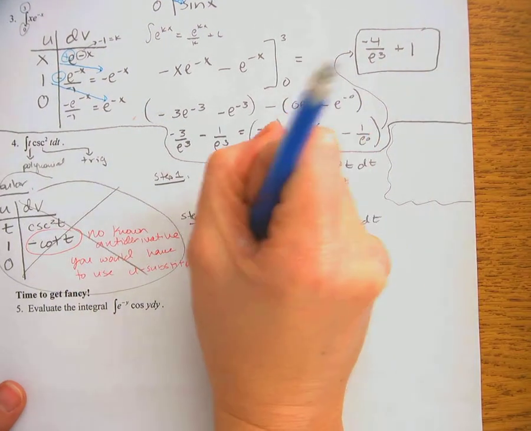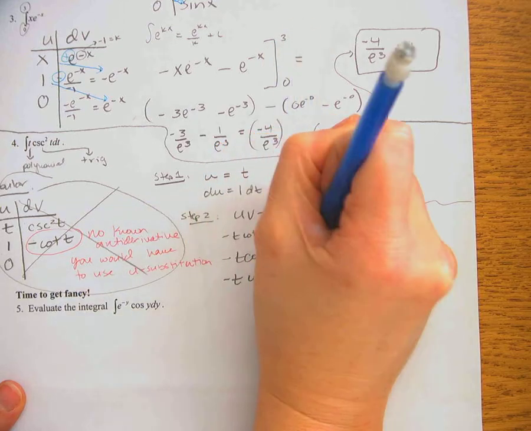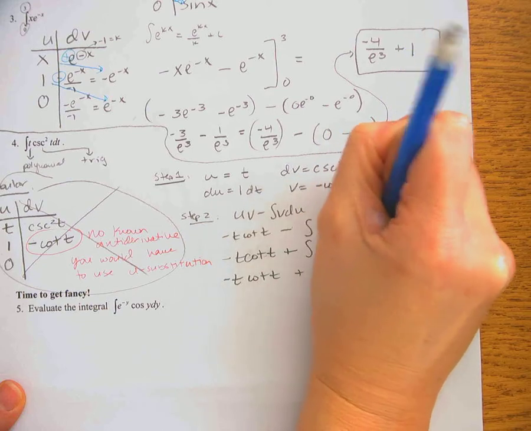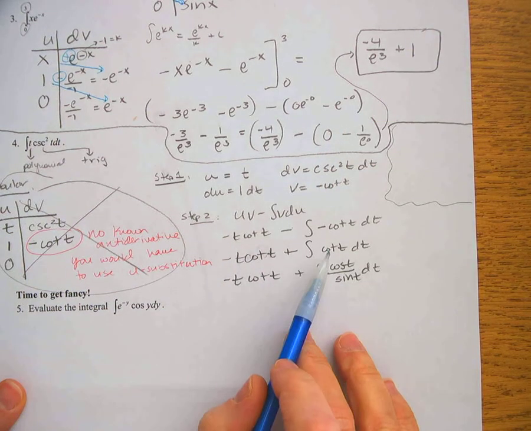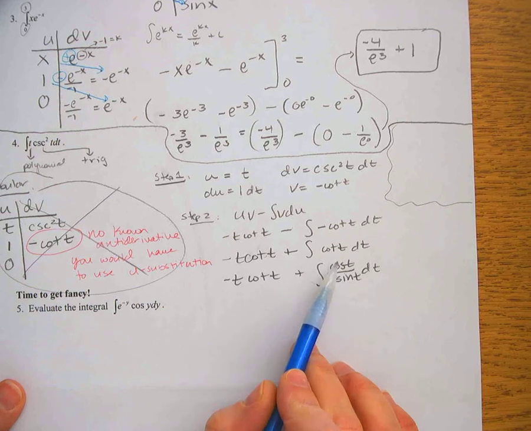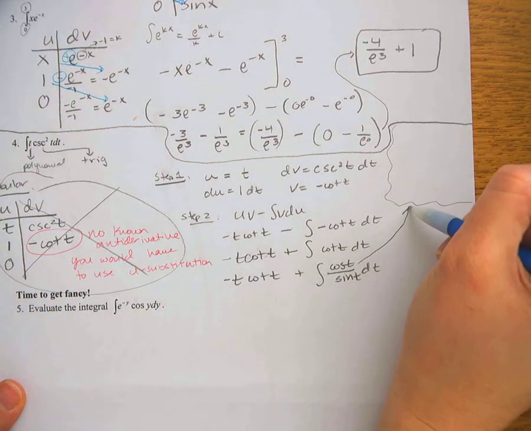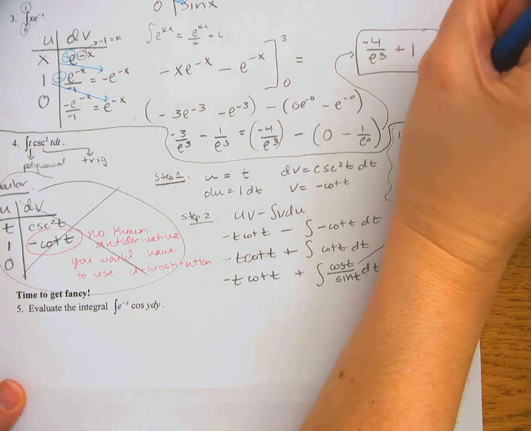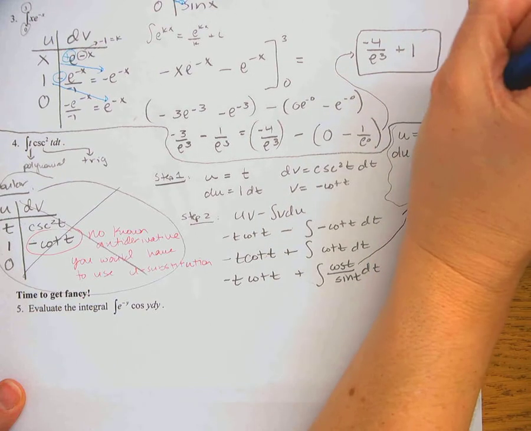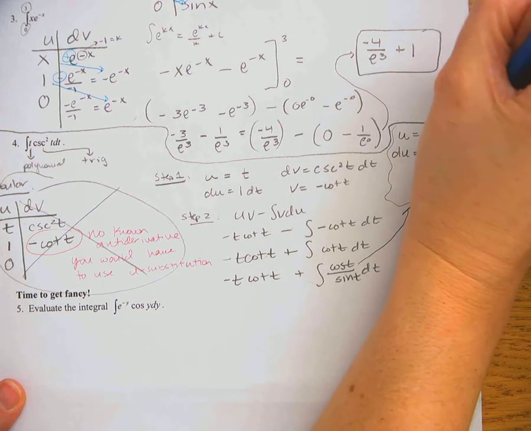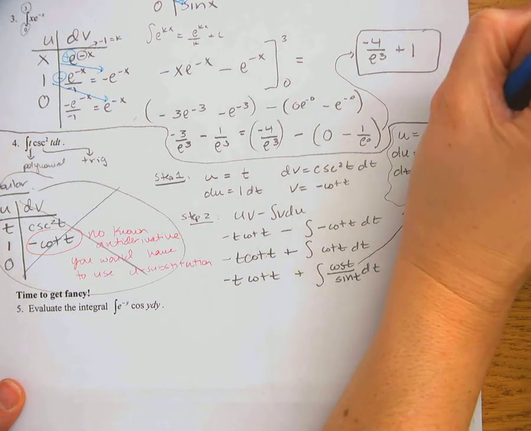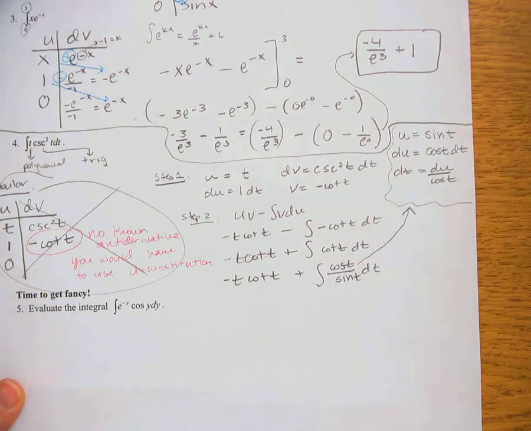Well, first of all, let me rewrite this. I have negative t cotan t plus the integral of cosine divided by sine. So you have to use first an identity, the quotient identity, which says cotan is just cosine divided by sine. And then I need to use a u substitution. So I'm going to let u be the denominator. And then du would be the derivative of sine, which is cosine t, and then dt. So then dt is equal to du divided by cosine t.